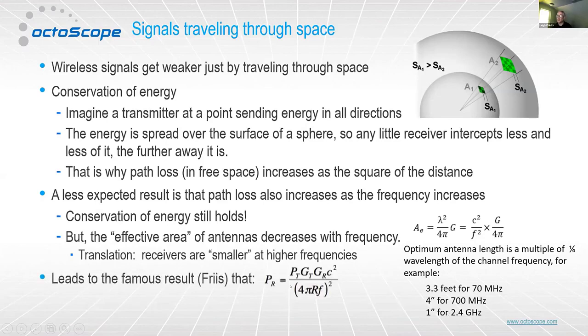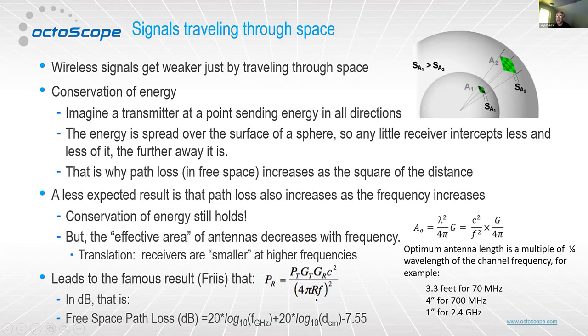So that is what gives us the very famous result for path loss. What this equation says is that the amount of energy you receive is related to the amount of energy you start with at the transmitter, and then it's inversely proportional to the distance squared and the frequency squared. And if you want that in the more commonly used format in dB, it looks like this one, where the frequency is in gigahertz, the distance is in centimeters, and this will give you the path loss in dB. All right. Anyone who took a break for that slide, you can come back now.